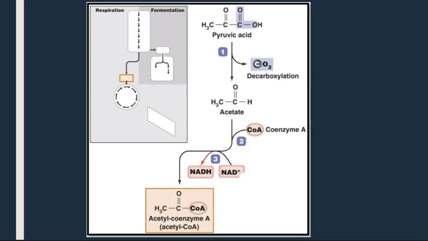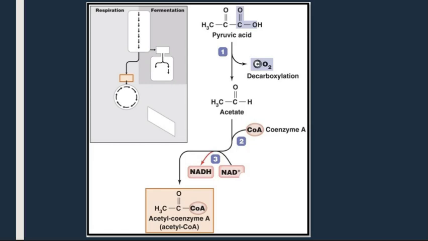The acetate molecule then undergoes a redox reaction in which hydrogen is removed from acetate and passed to the electron carrier NAD, and coenzyme A is bound to the acetate, resulting in the production of the reduced electron carrier NADH and a molecule of acetyl-CoA. It is the acetyl-CoA that will then enter the citric acid cycle.